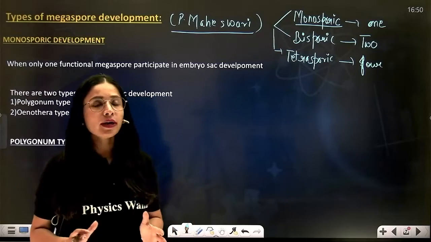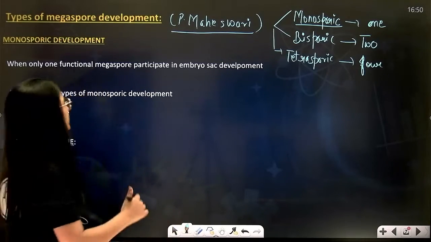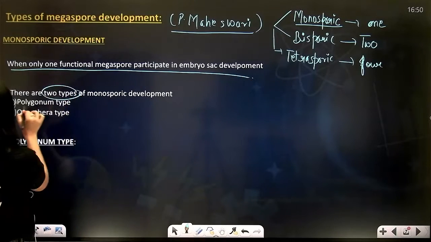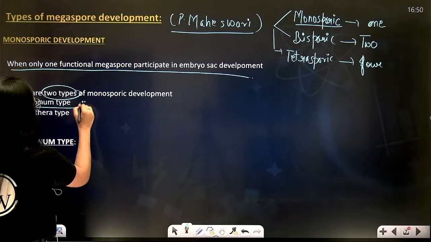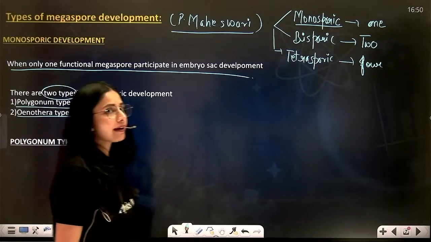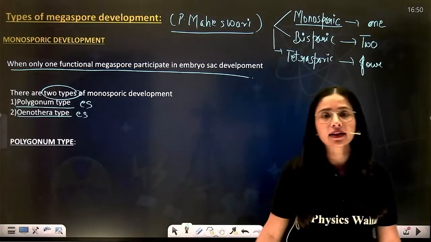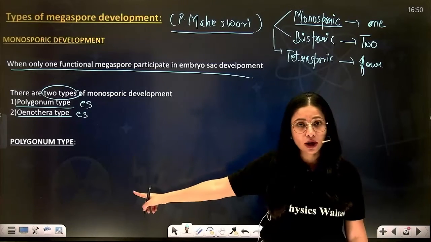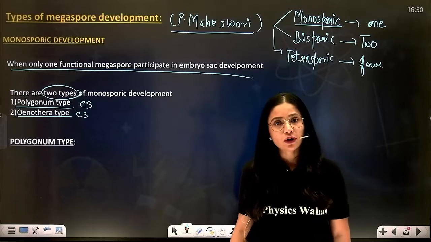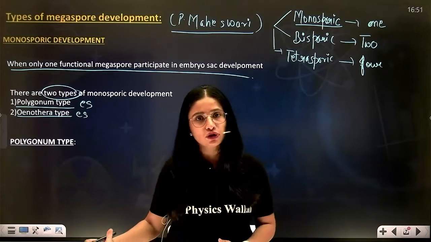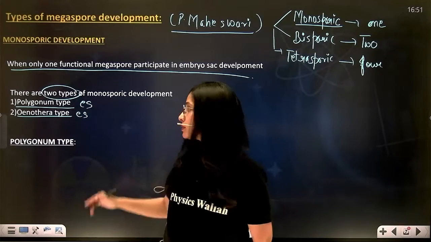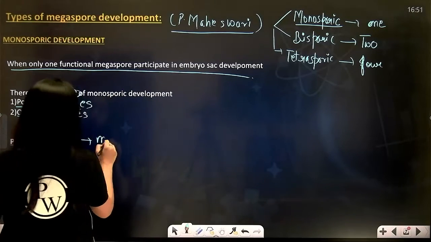In monosporic development, again there can be 2 types. One is the Polygonum type of embryo sac and the second is the Oenothera type of embryo sac. So first we will see what is Polygonum and then we will see what is Oenothera. In monosporic, the Polygonum type of embryo sac is most common.